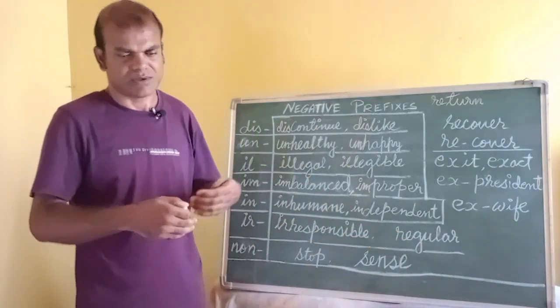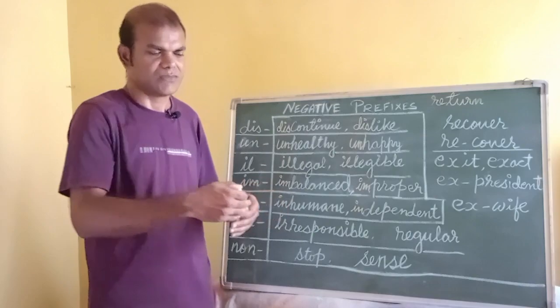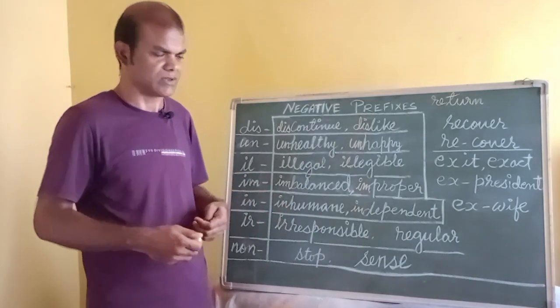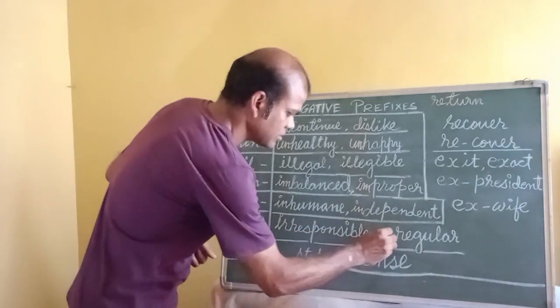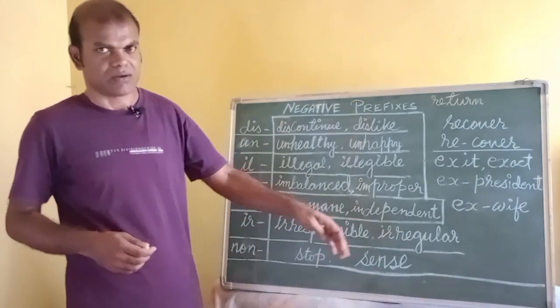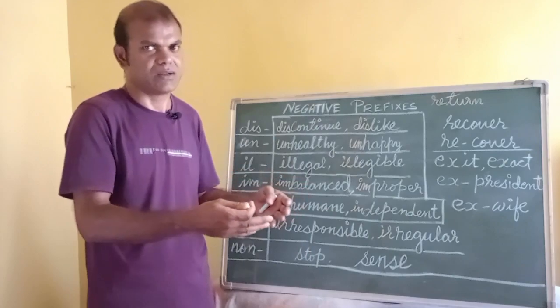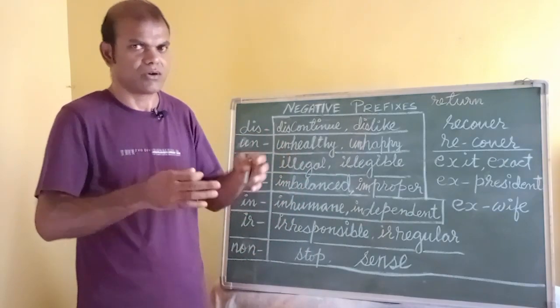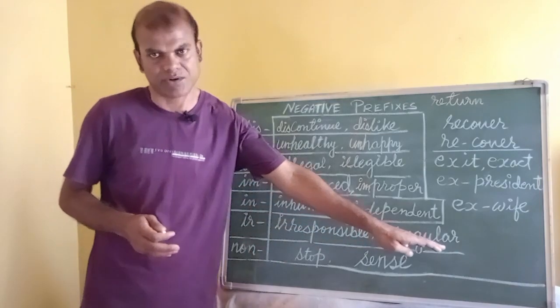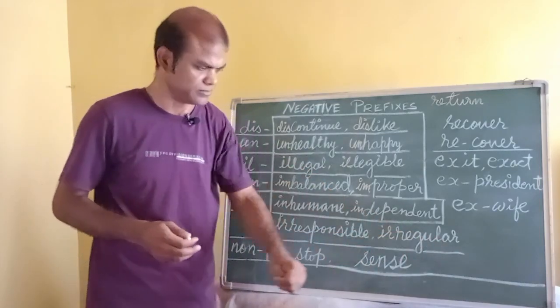Regular means something is continuing, something is often being done, that is regular. If we write irregular, now that thing is not being done regularly, now it is stopped. It is being done but not often, not regular, now it has become irregular, the opposite.